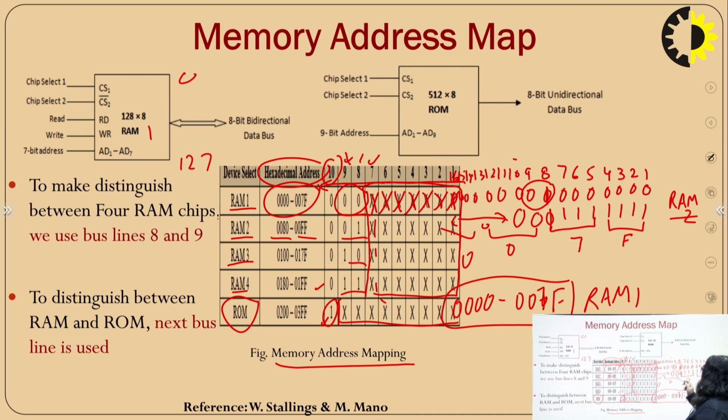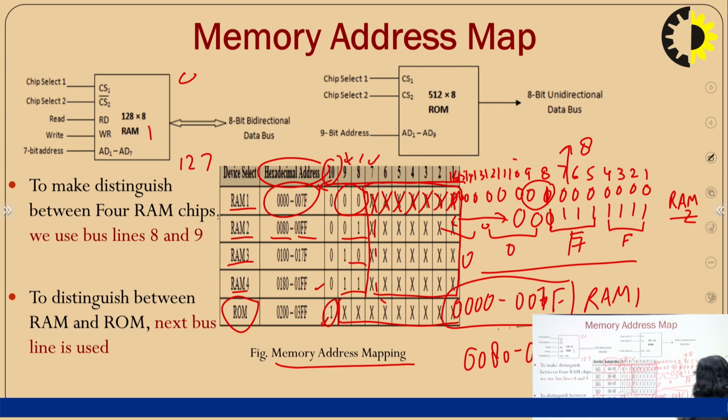So what is this? 4 ones are recognized as F. So it is 00FF in the last address, and this 1000 is recognized as 8. So it is 0080200FF. This is for RAM 2.